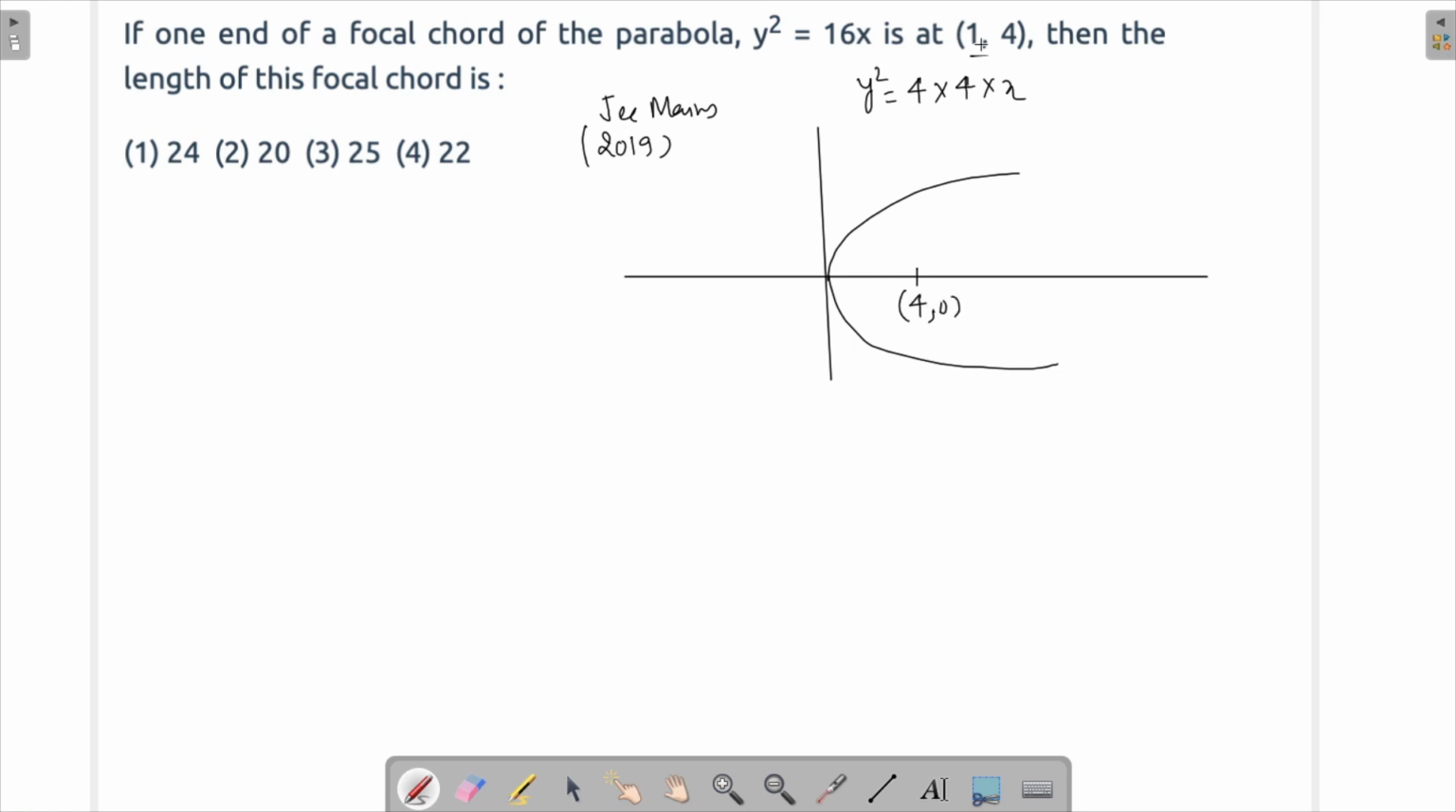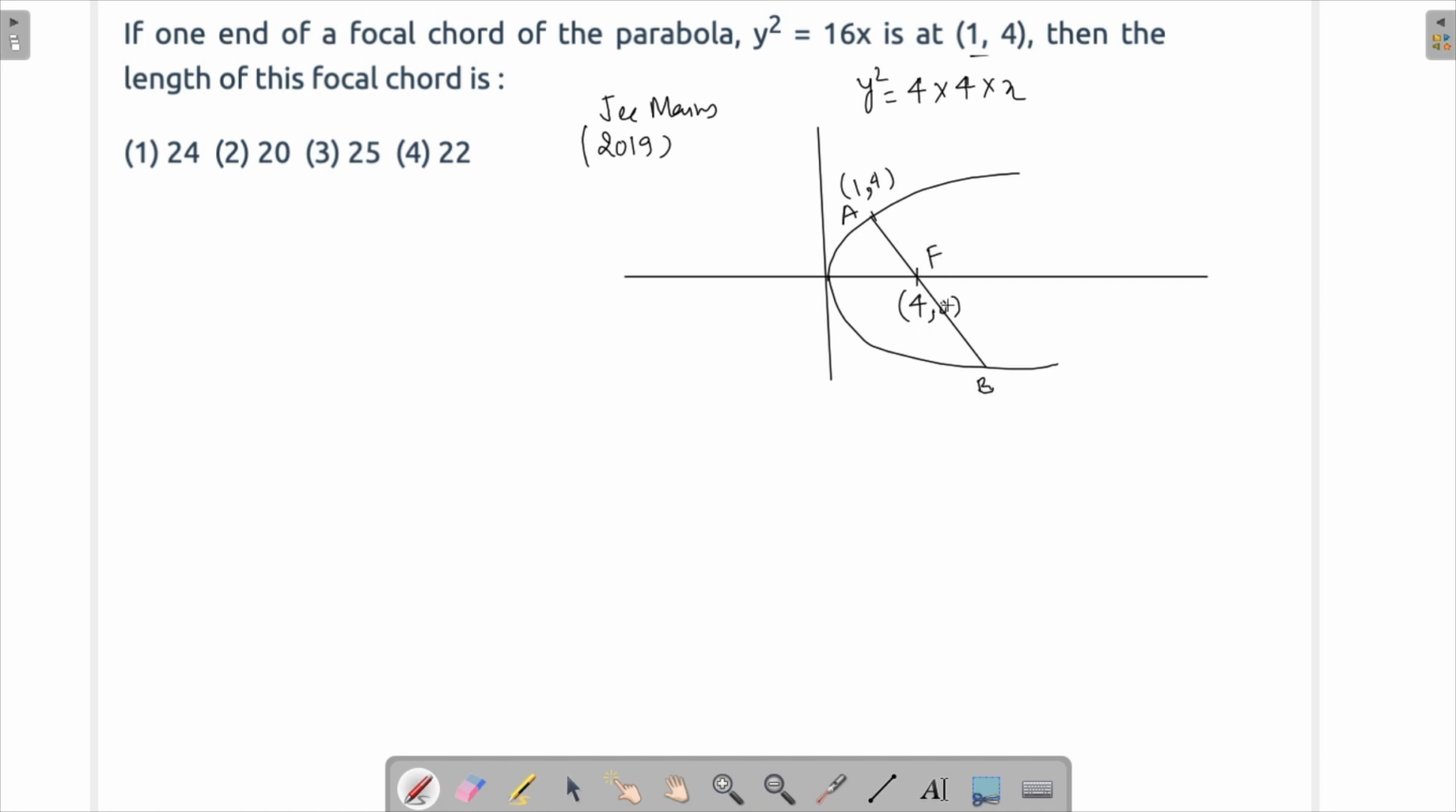Now one end of the focal chord is given, which is at (1, 4). And then this chord will pass through this focus, and then it will end up over here. So we'll have to find out the length of this AB itself. So how do I do it?